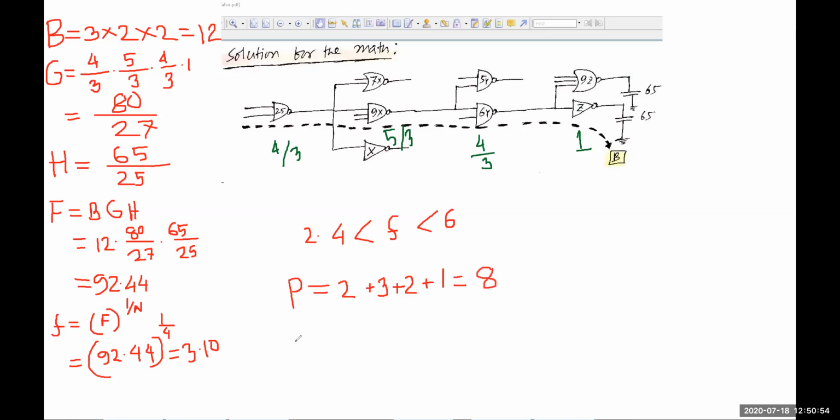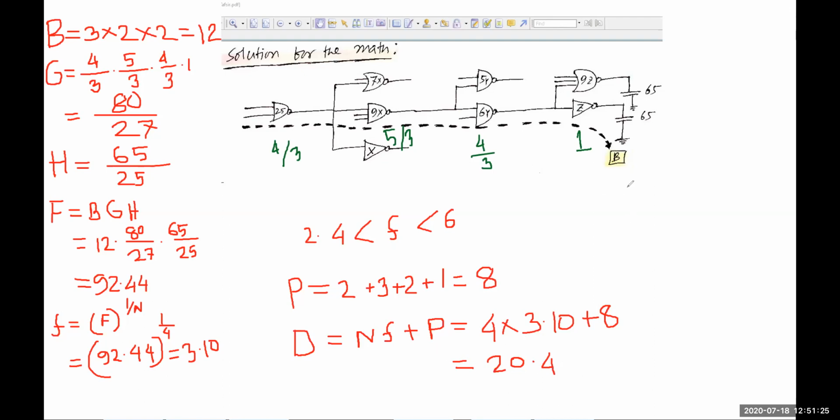So your D, that means the path delay, will be N F plus P. Your N is equal to 4, F is equal to 3.10, P is equal to 8, maybe 20.4, something like that. Yes, 20.4, and this is the delay.